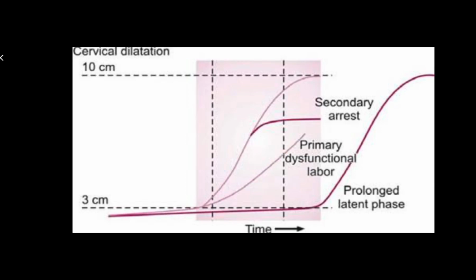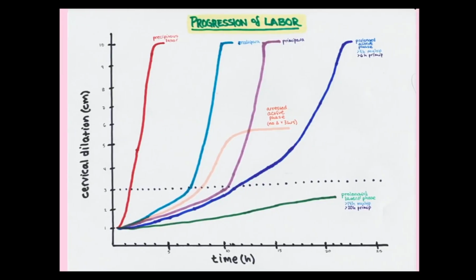Then is secondary arrest. Secondary arrest means it was progressing okay, but afterwards it becomes flattened, so secondary arrest. The two main ones which we need to remember are the secondary arrest graph and the prolonged latent phase graph. Then this is the simple representation.